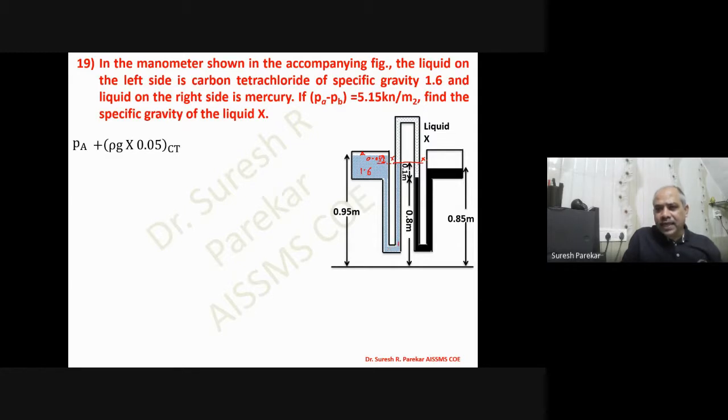Then from this side we have B over here, so we have PB, and then again we can go like this. So this is 0.85, this is 0.8. We have to consider only this value, and then we can come directly over here. So we have PB plus 0.05 rho G of mercury, plus rho G into 0.05 of mercury, and then this we have to consider, which is of liquid X. So we have rho G, and again we are going up, so we have minus rho G into 0.1.